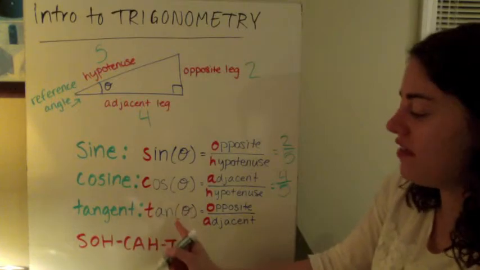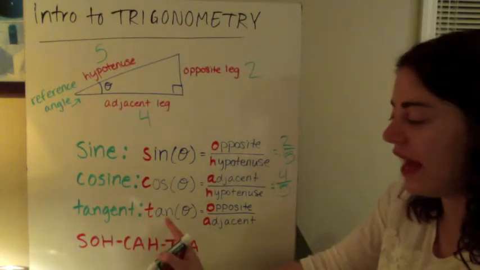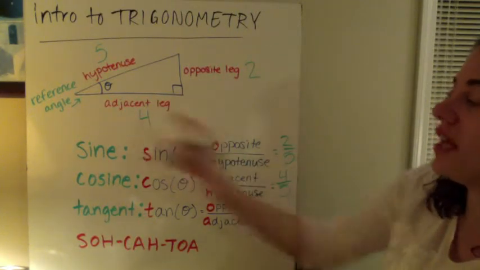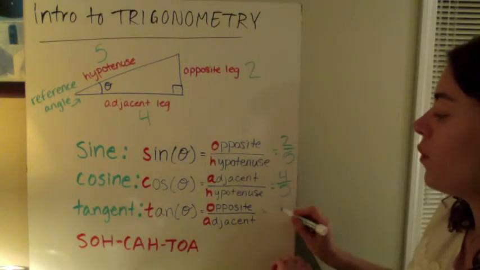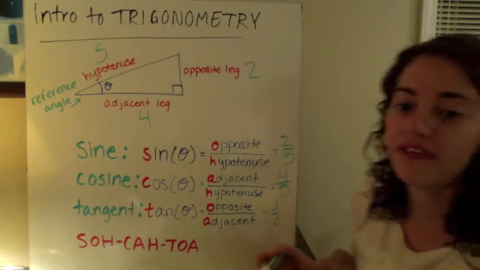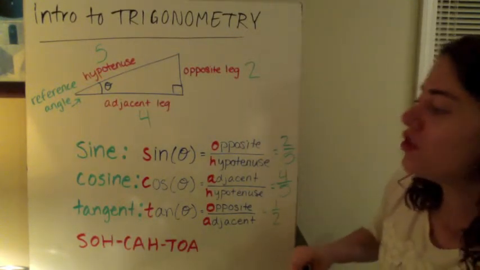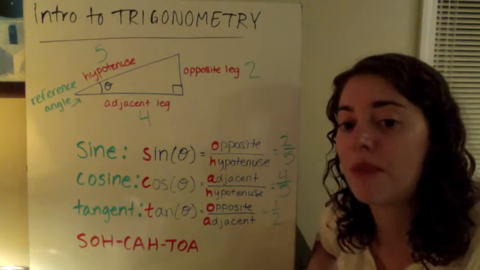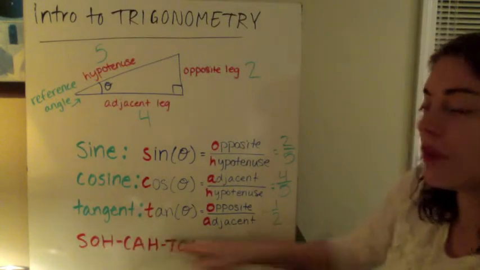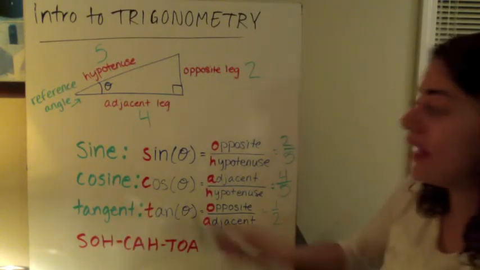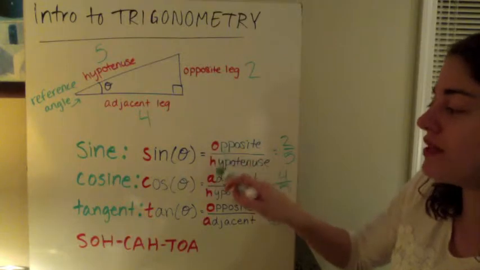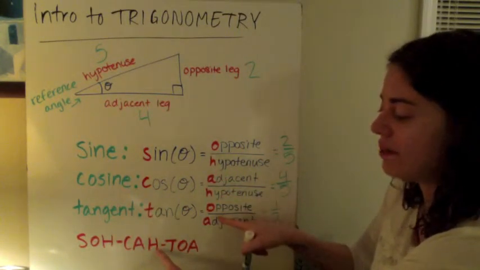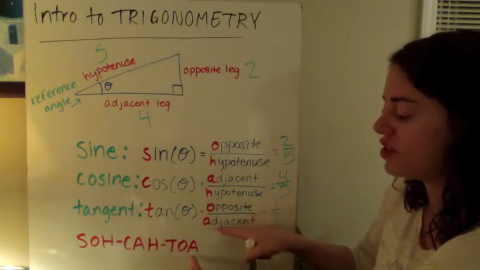The tangent of theta, abbreviated TAN, is equal to the ratio of the opposite leg over the adjacent leg, or 2/4, or 1/2 if I wanted to reduce. The way that kids learn this, and the way I learned in high school, and everyone around the world remembers it, is by the name Sohcahtoa. Sohcahtoa, meaning sine is equal to opposite over hypotenuse, cosine is equal to adjacent over hypotenuse, and tangent is opposite over adjacent.